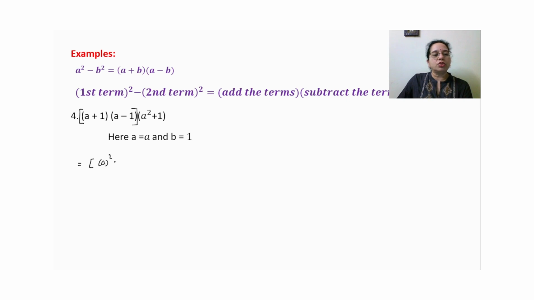First term whole square minus second term whole square, and outside the bracket a square plus 1. Again, first we will solve the square bracket, so you will get a square minus 1 and a square plus 1. Now still we can solve. Again you can see that our first term is same, second term is same, middle signs are different. So again we will use the third identity, first term whole square minus second term whole square. So this will be a raised to the power 4 minus 1.